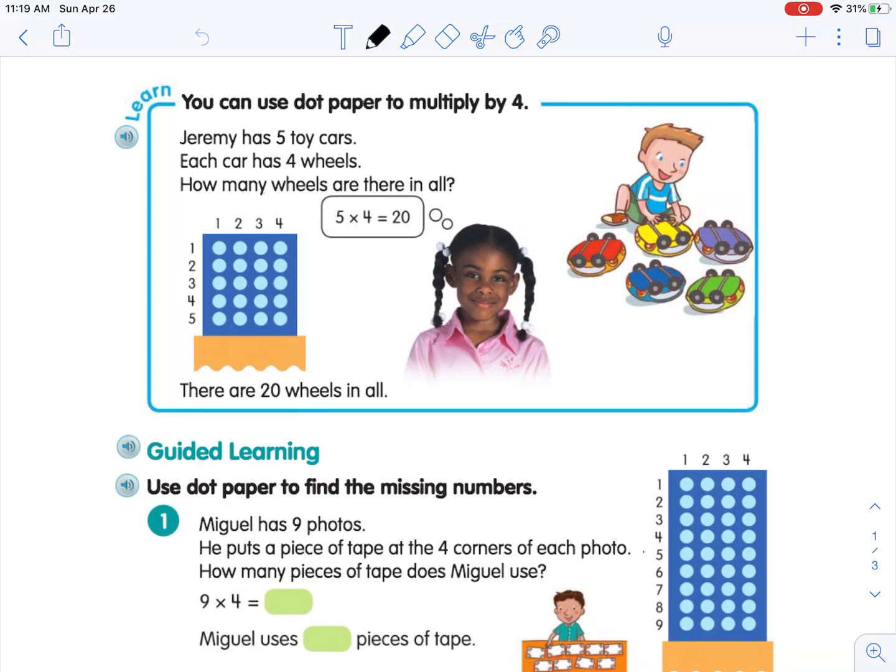So right here it says, Jeremy has 5 toy cars. Each car has 4 wheels. How many wheels are there in all? Well, our friend over here has thought of the multiplication fact. That would be 5 times 4. And she's already said that's 20.